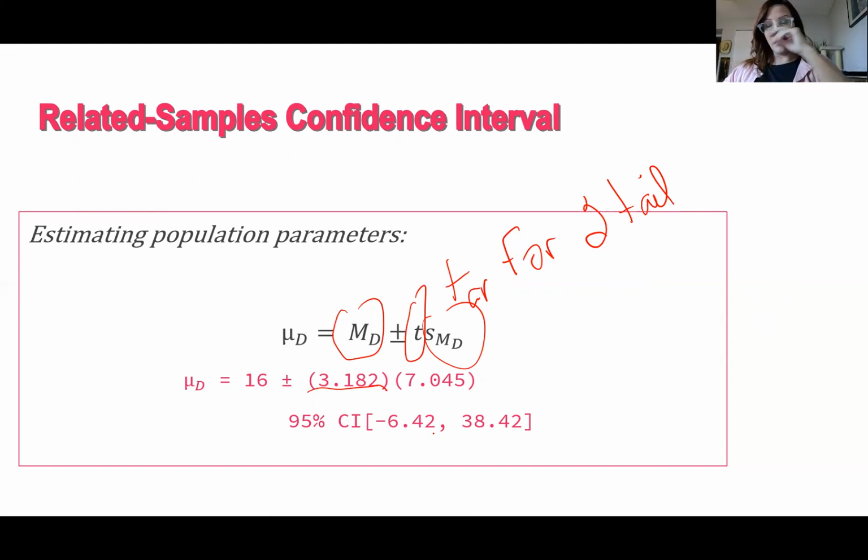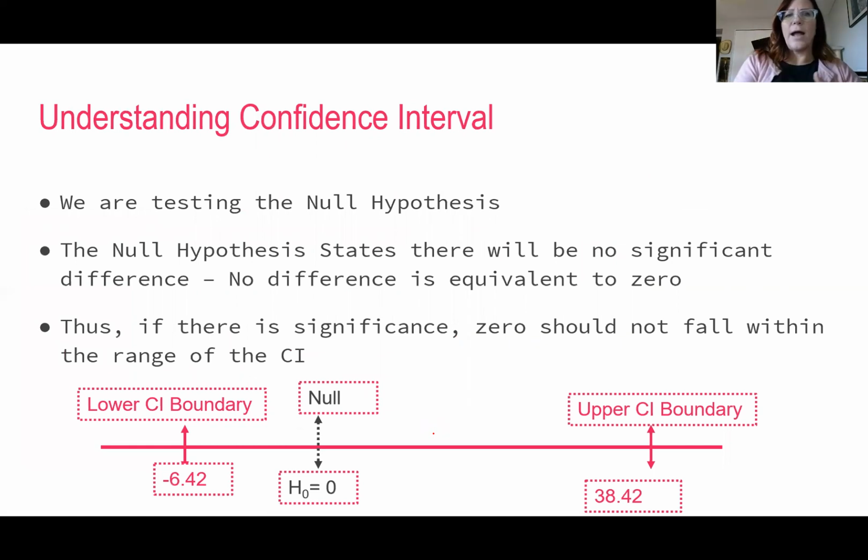Now I'm gonna talk to you about what this means, because I think that's probably one of the biggest questions I get from students: what is this useful for? Well, we're estimating what the population parameters would be if the null is true. So we're actually testing the null hypothesis. And the null hypothesis states there will be no difference, right? No significant difference. If we say no difference, that's the same thing as saying 0. So if that null is true, 0 would fall in between those boundaries.